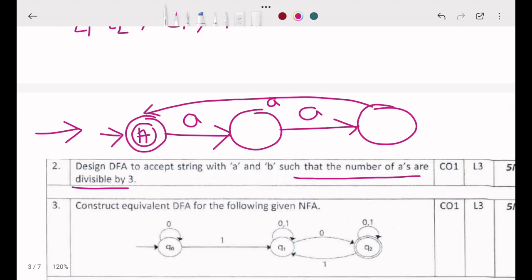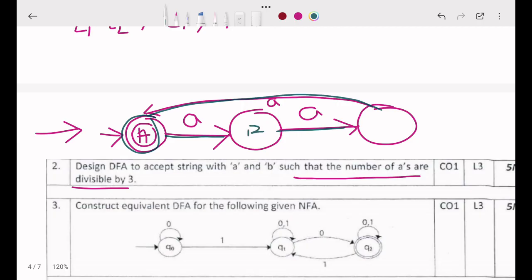Now you can see I will start from here. So 0 is divisible by 3. Okay, then A, 3. Then again I will repeat: 3, 6, 9. Okay, all the numbers came.